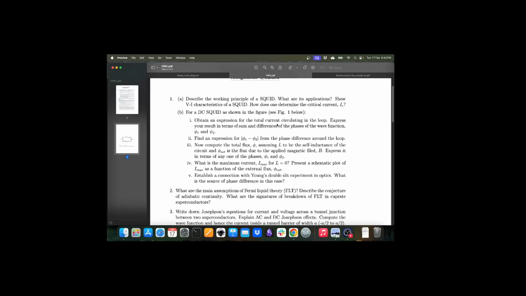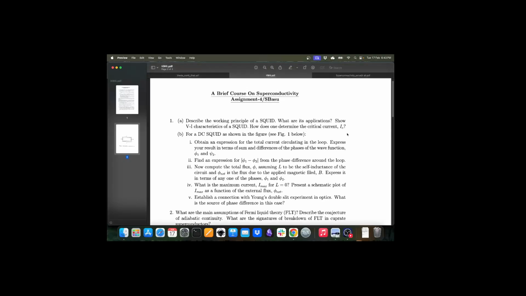The first question is: describe the working principle of a SQUID and what are its applications. The V-I characteristics we'll do later, because this question itself will take almost the whole time.